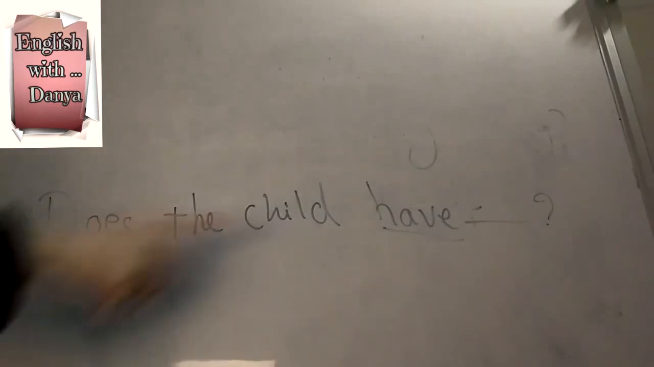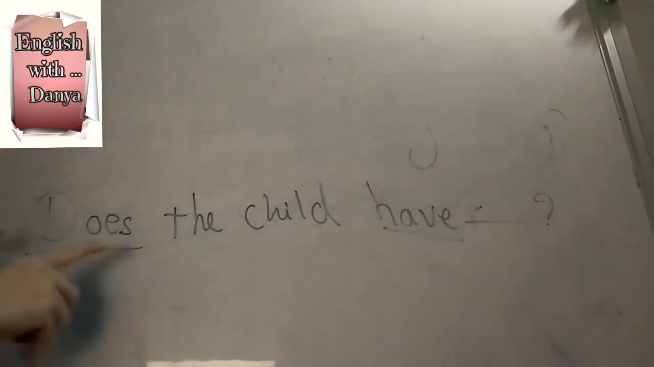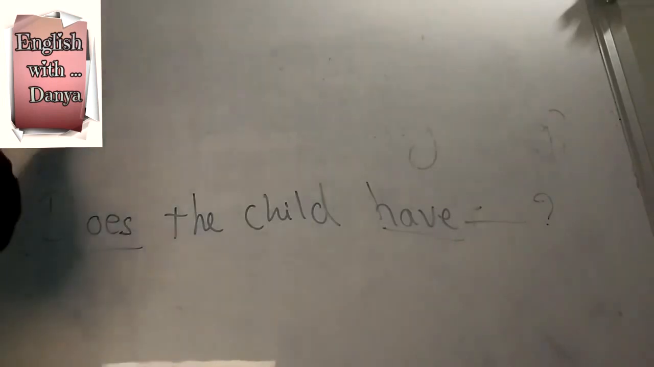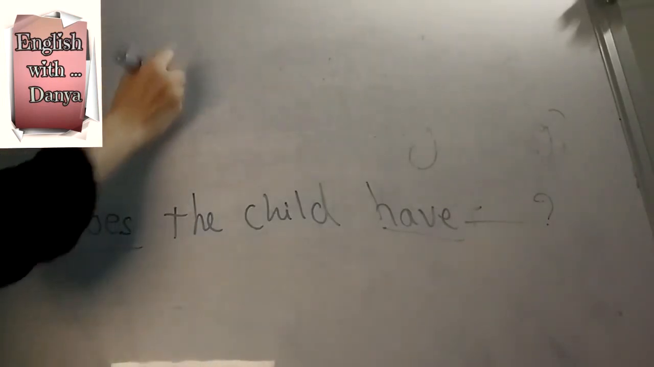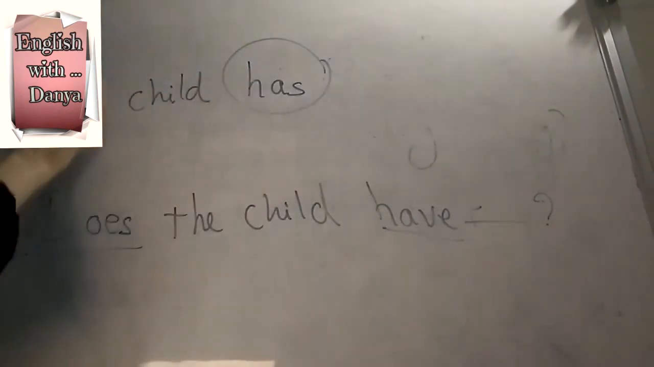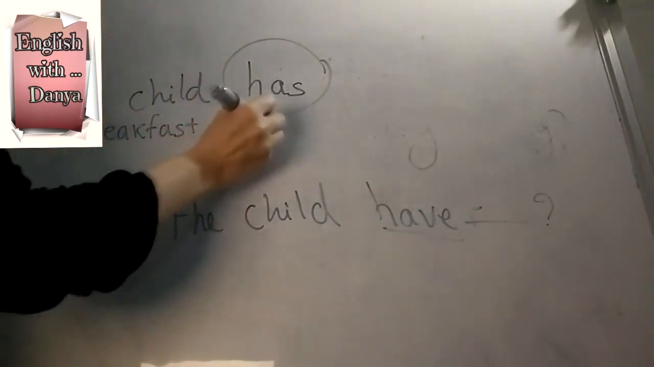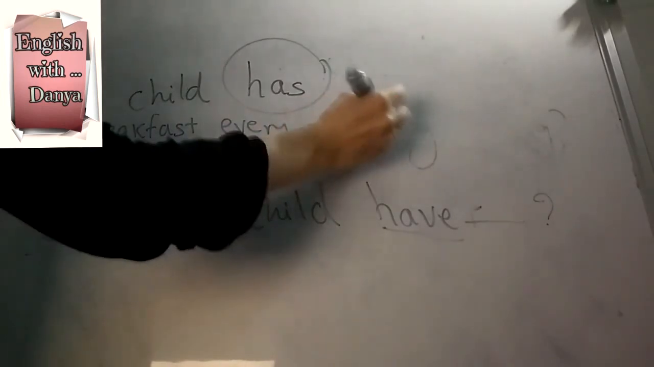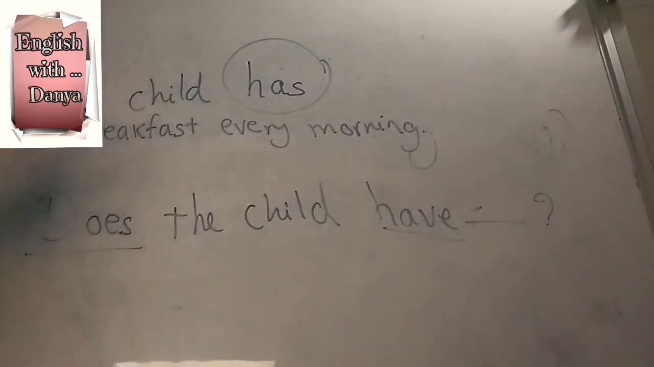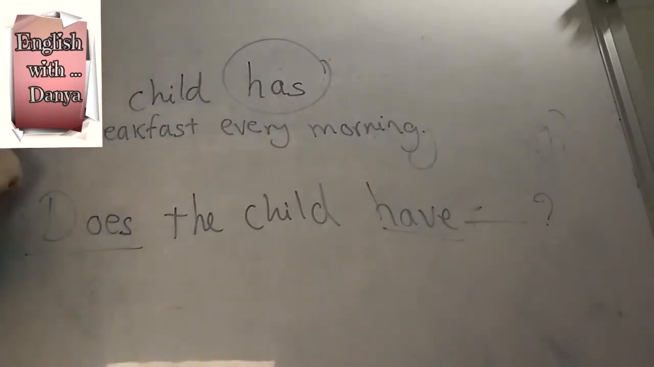Here we have, does the child have breakfast every morning? We are using the same sentence. If you want to have the same sentence without does, it will be like that. The child has breakfast every morning. So do you see the difference? In here, we used has. Why? Because we don't have does.